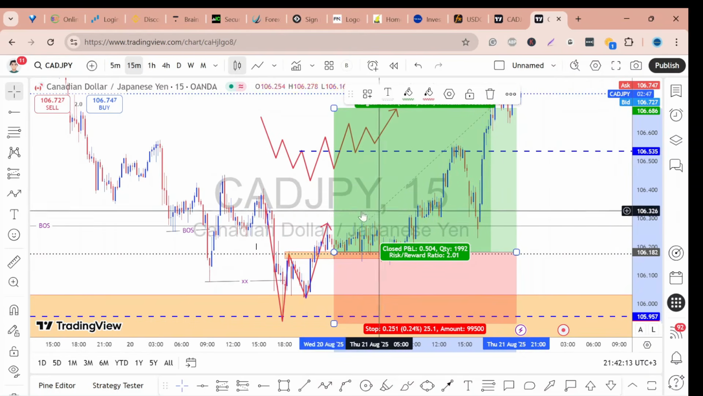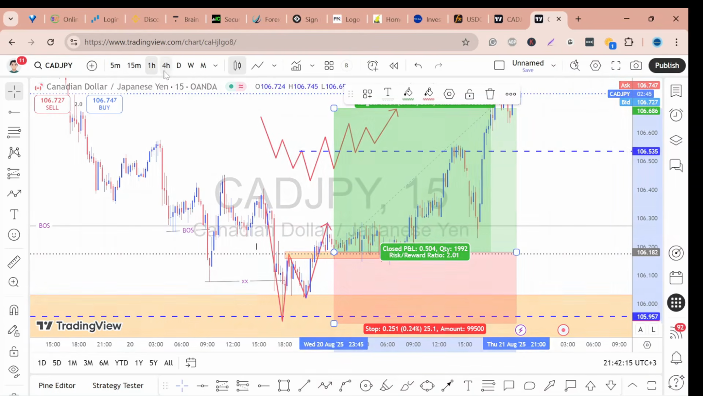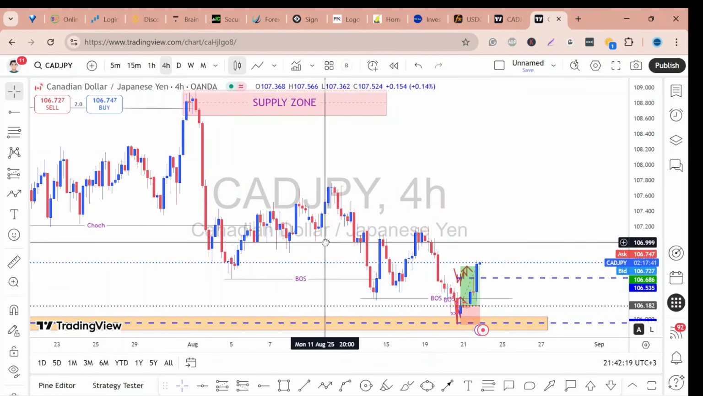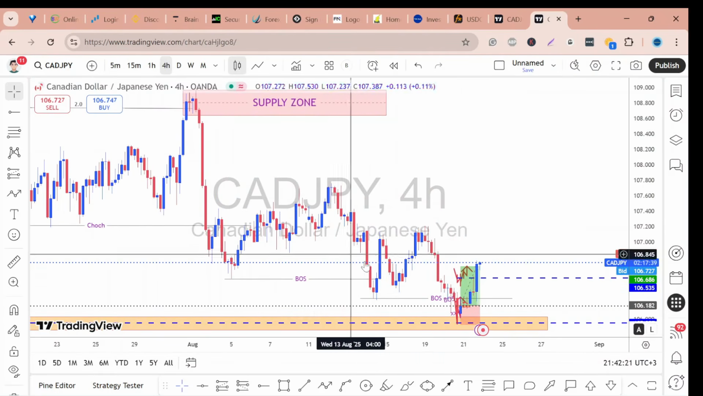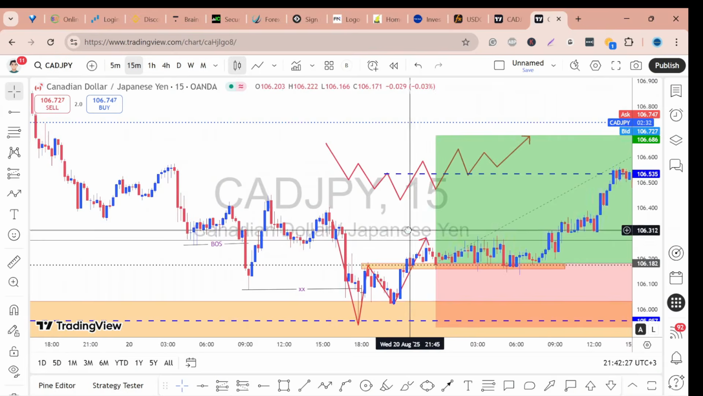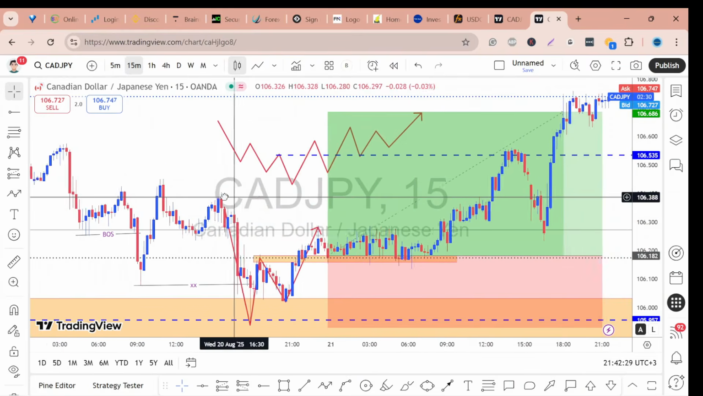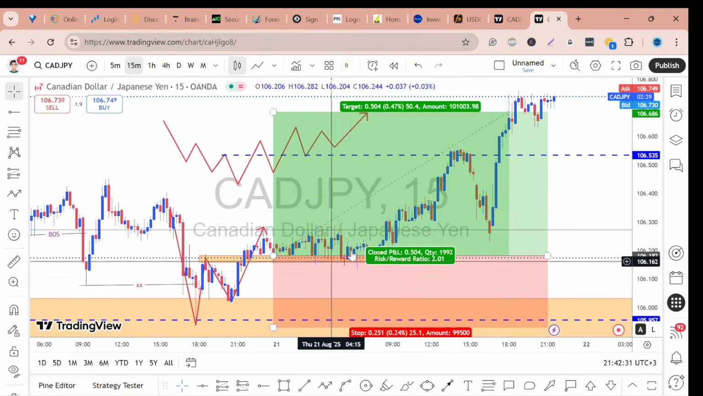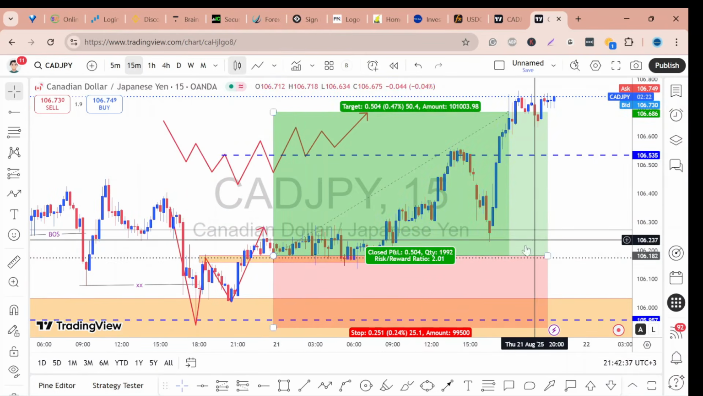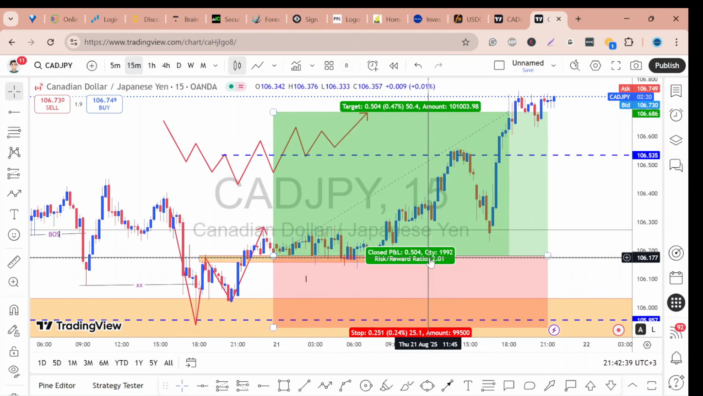So we are taking advantage of the pullback. As you can see from the 4-hour time frame, we are still bearish, as you can see from the break of structure going down. But now once we switch to the lower time frame M15, we want to take advantage of the pullback, and that is how you can locate when the pullback is about to happen. So that is how you could have timed it.